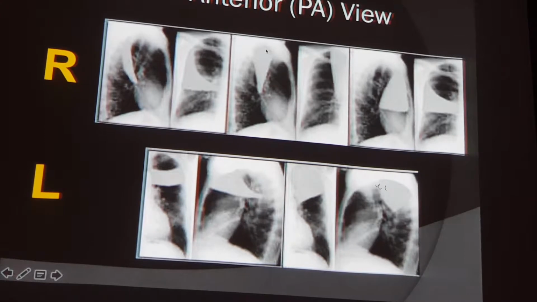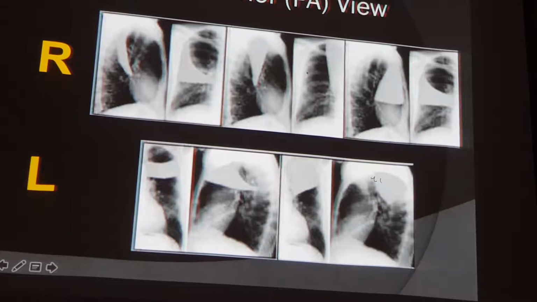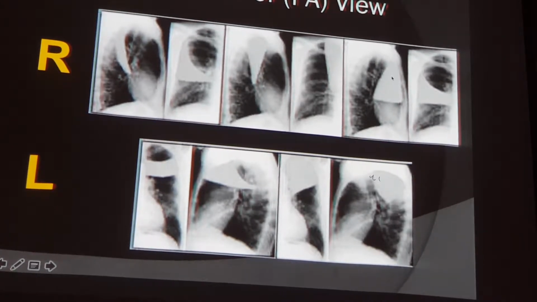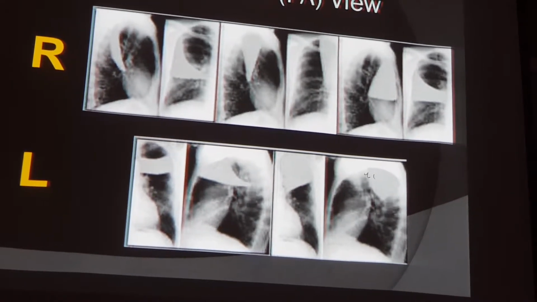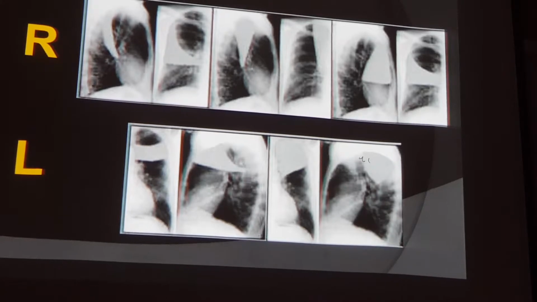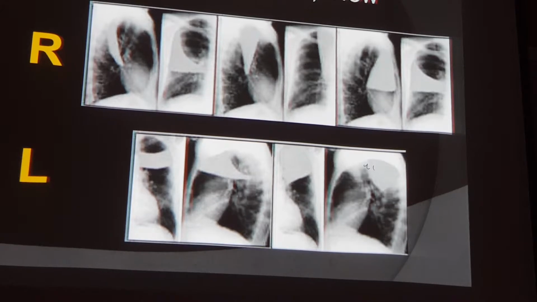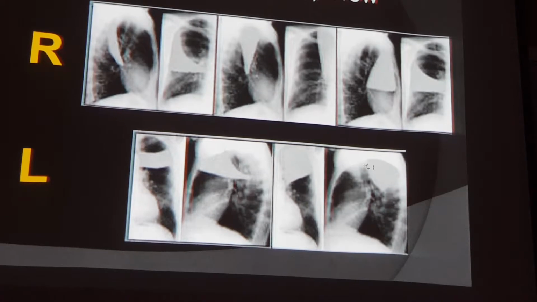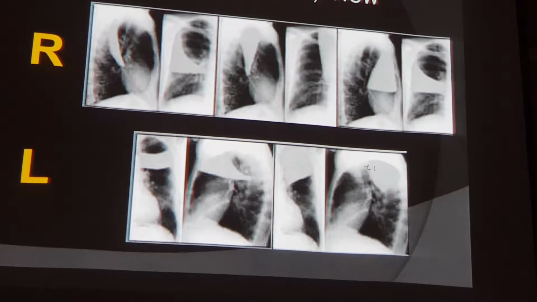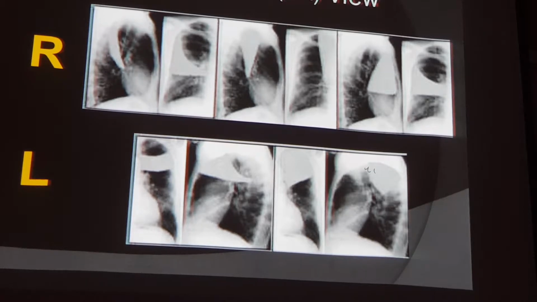And if it's in the apical segment, this is how it's going to look in the lateral view, and here in the AP view. Anterior segment, and so on and so forth. So basically, what you have to do here is go back to your basic anatomy with regards to the lobar segments of the lungs. You just have to remember, you have right upper lobe, middle lobe, and lower lobe. And for the left, you have your upper lobe and your lower lobe.